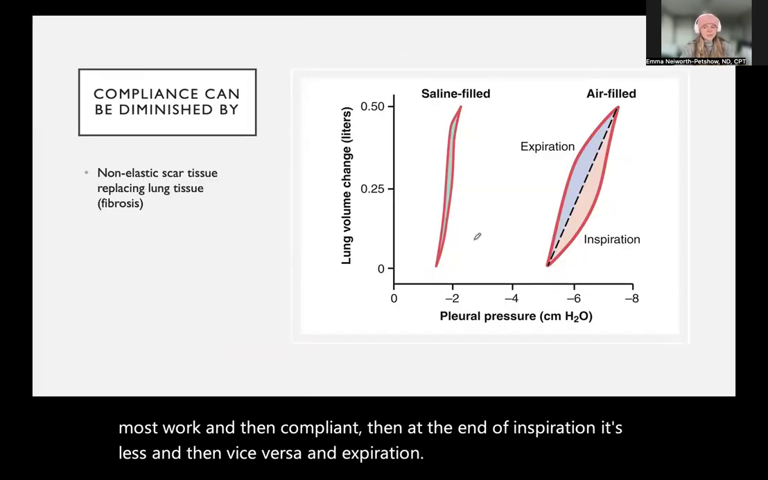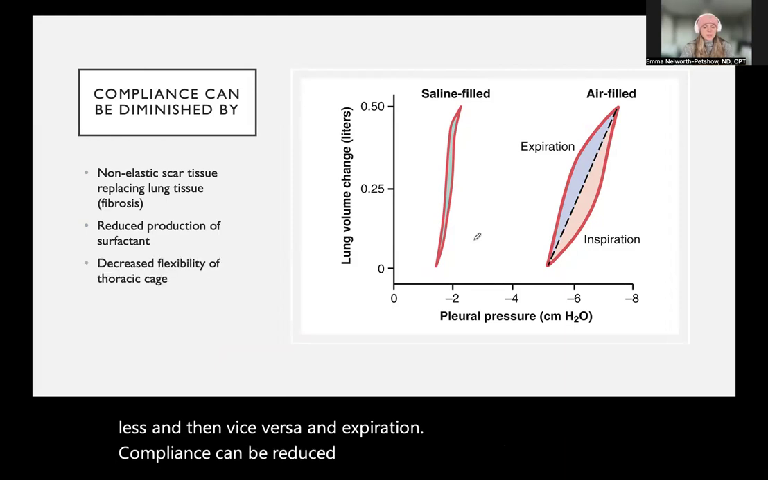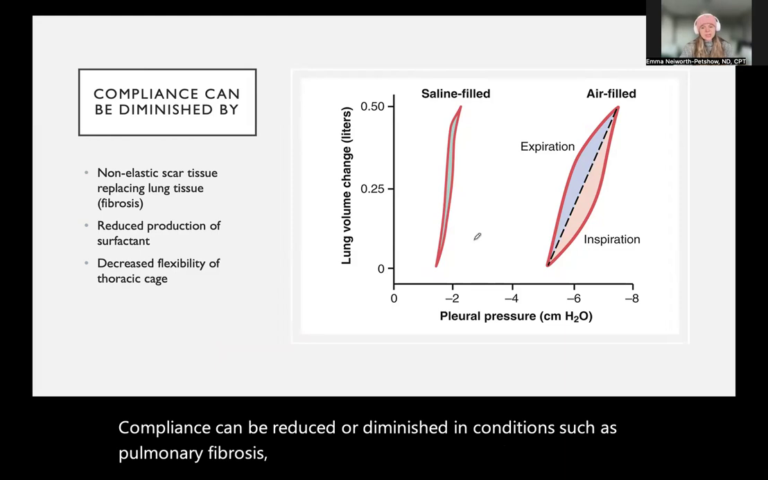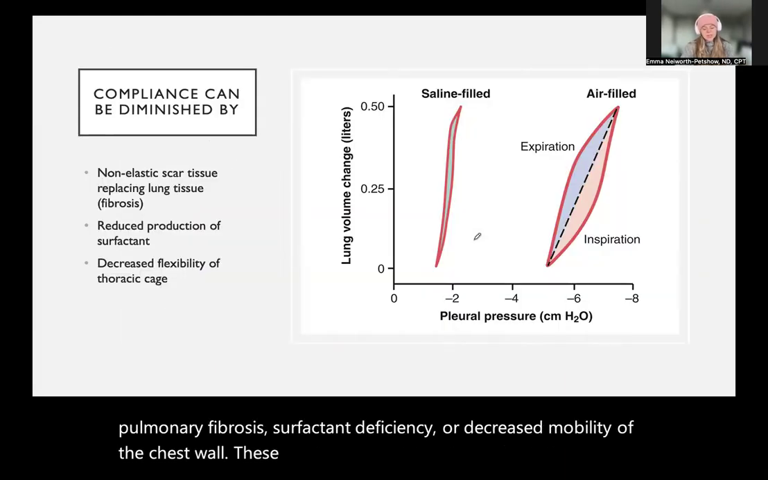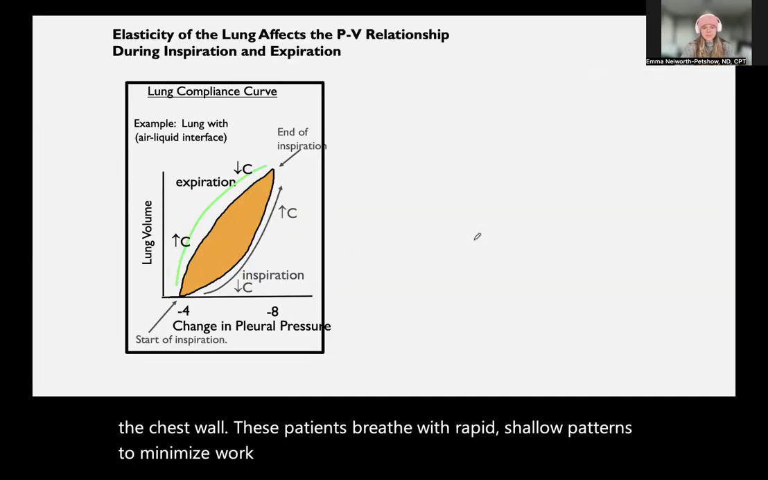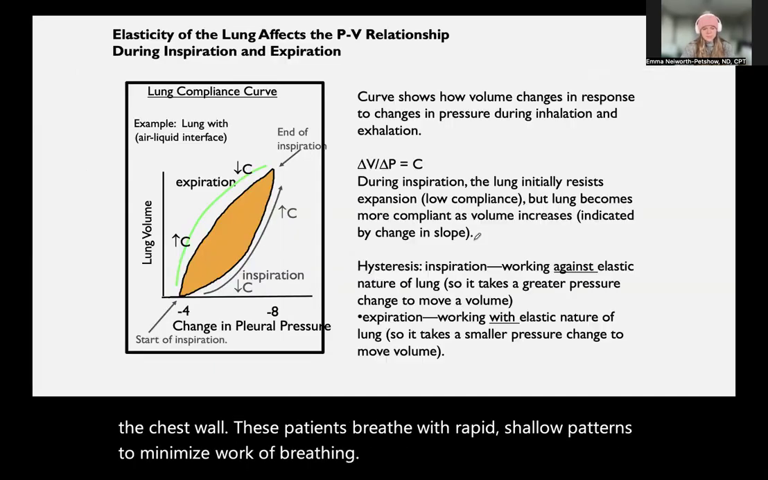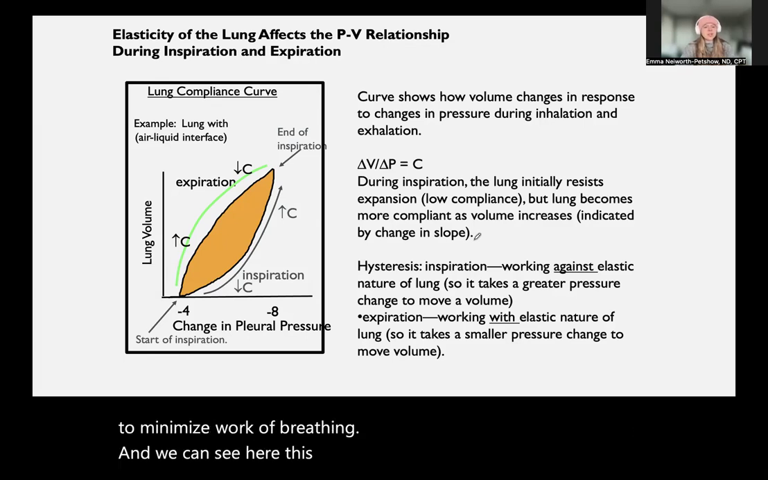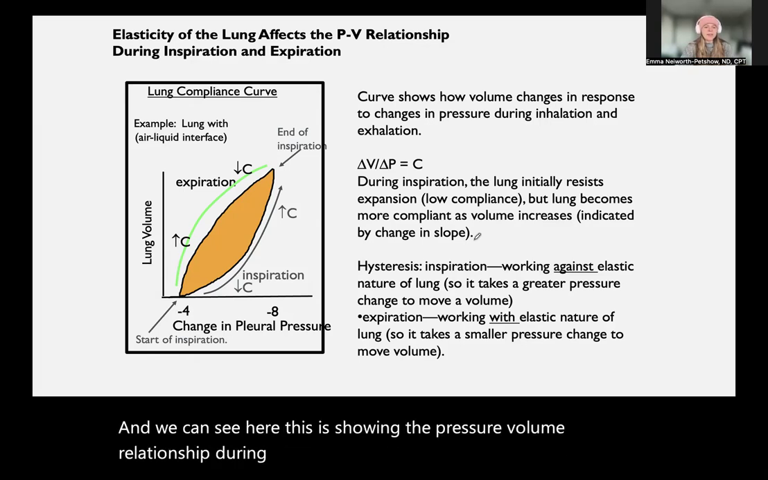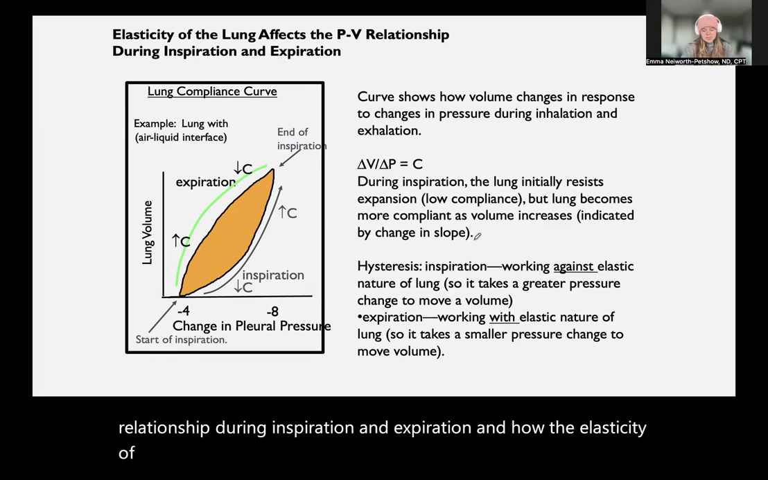Compliance can be reduced or diminished in conditions such as pulmonary fibrosis, surfactant deficiency, or decreased mobility of the chest wall. These patients breathe with rapid, shallow patterns to minimize work of breathing. And we can see here, this is showing the pressure volume relationship during inspiration and expiration and how the elasticity of the lung can affect that.